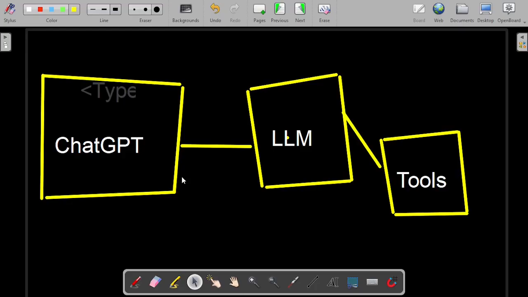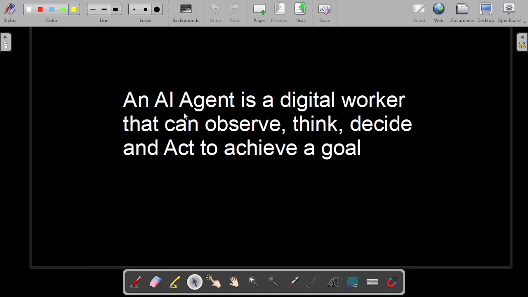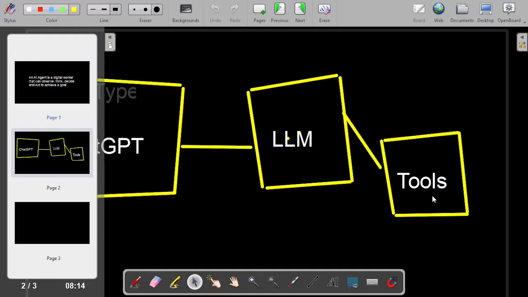So this is the main difference between normal ChatGPT and AI agents. Basically, the AI agent is observing, thinking, deciding, and acting to achieve a goal.